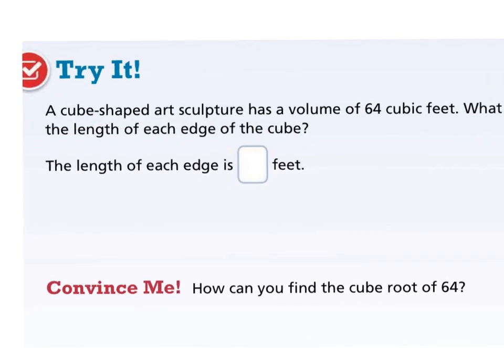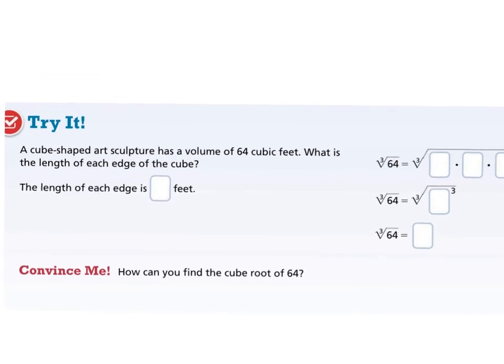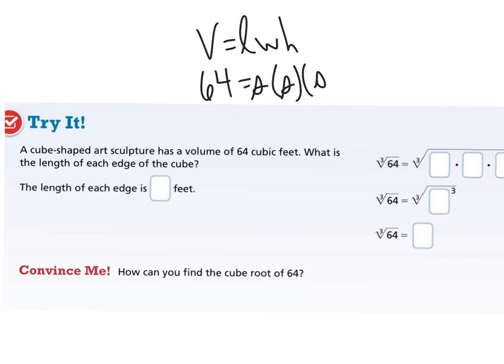So on the try it, similar idea, we have a cube-shaped art sculpture, has a volume of 64 cubic feet. What is the length of each edge of the cube? So it's a cube shape, means length, width, and height are all the same. So basically the same idea. We could go through these steps if you wanted to. Okay. And the idea is if something cubed equals 64, if we find the cube root of that, we can figure out what just that side length is.